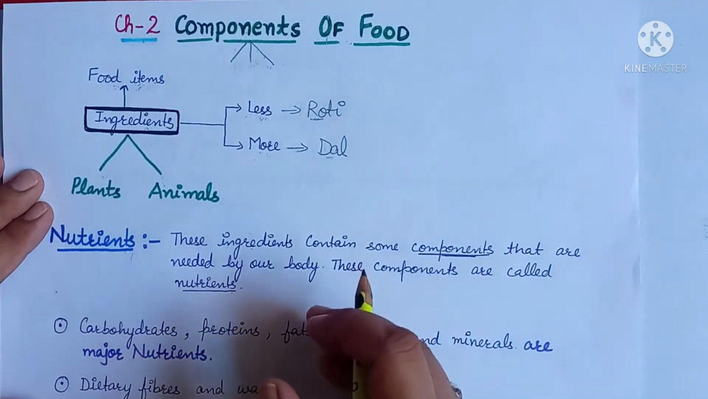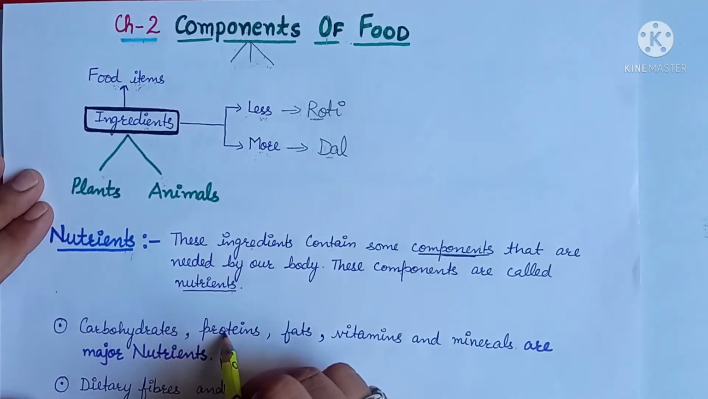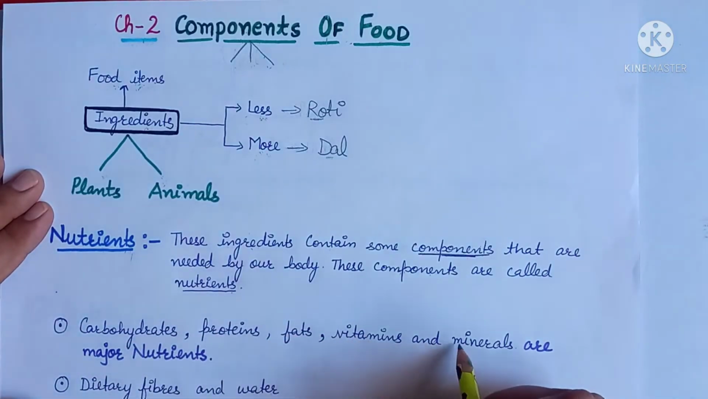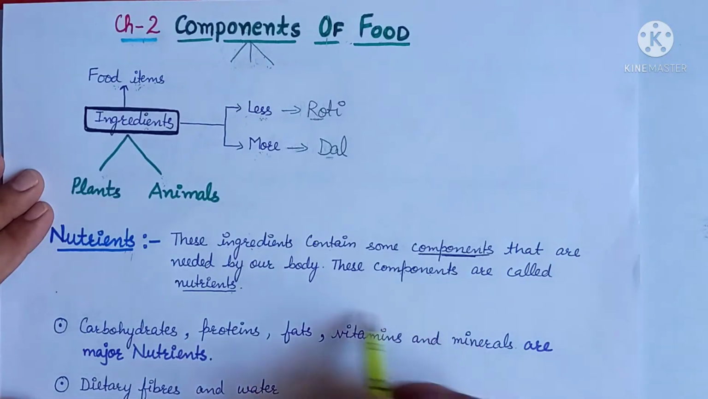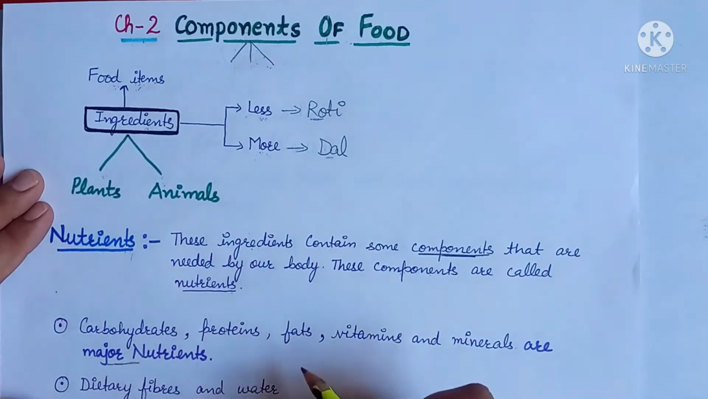So we have some major nutrients. They are carbohydrates, proteins, fat, vitamins and minerals. So these 5 are known as the major nutrients. In addition, we have dietary fiber and water which are also needed by our body.